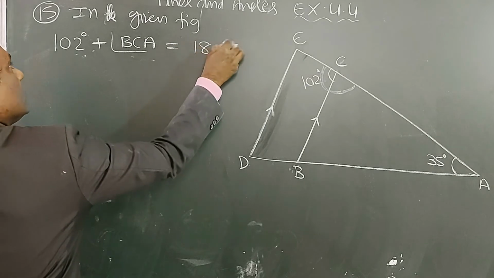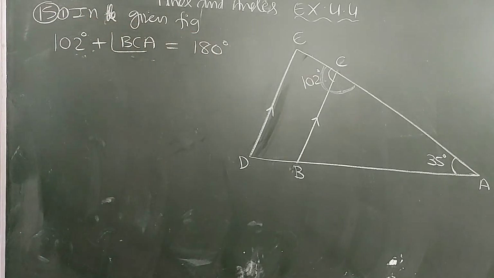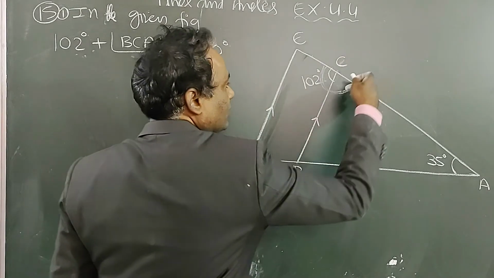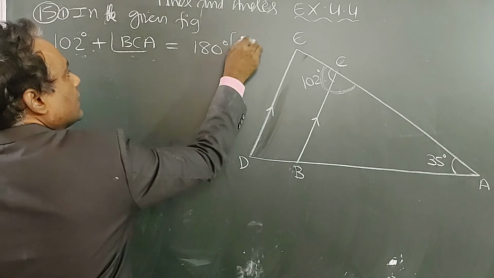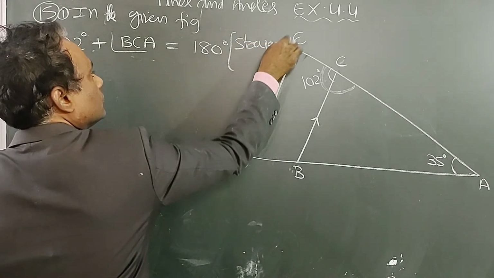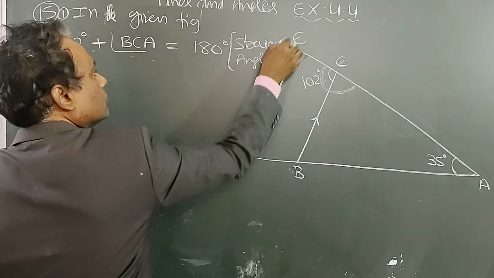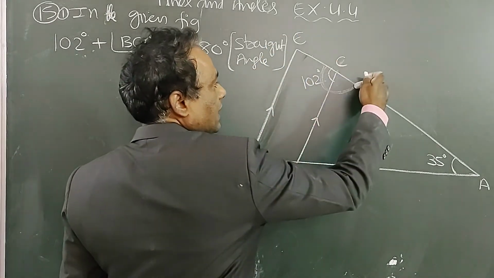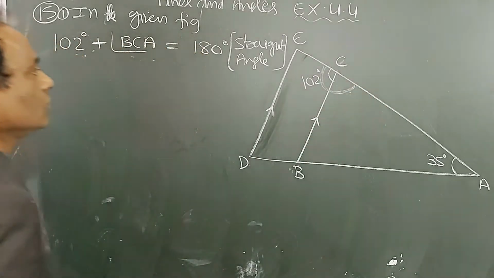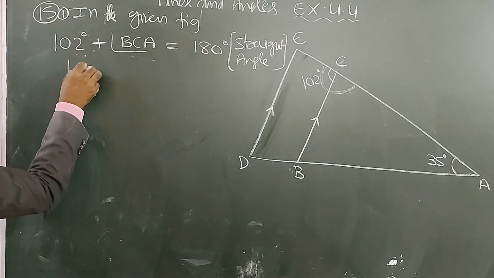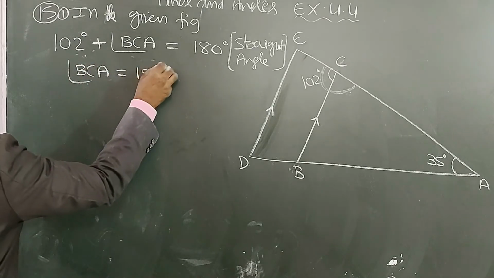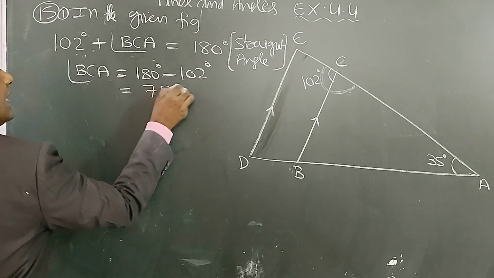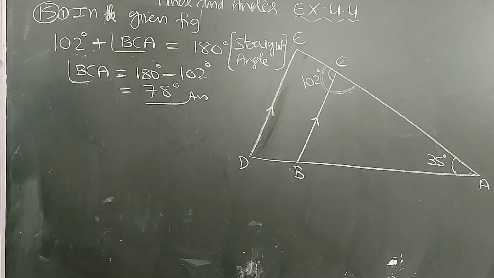The sum of these two angles is equal to 180 degrees. What is the reason? This is a straight line angle. This angle plus this angle is equal to 180 degrees. The total angle on a straight line is 180 degrees. So angle BCA is equal to 180 minus 102, which is 78 degrees.